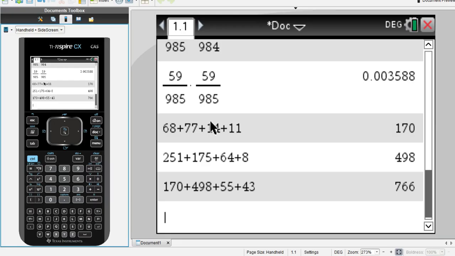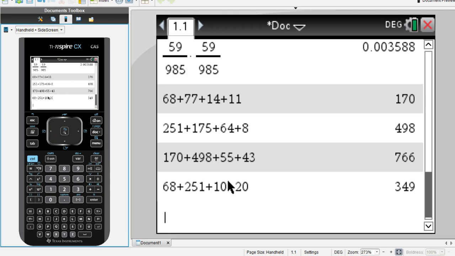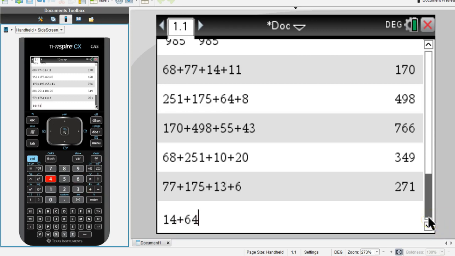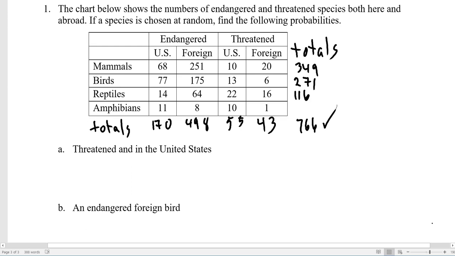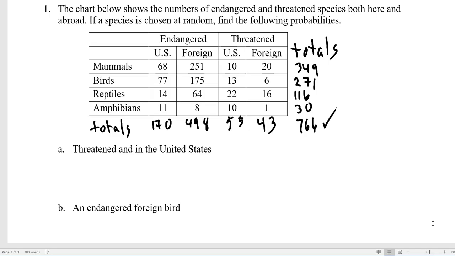Going to the right, 68, 251. Ten and 20, 349, 77, 175, 13 and 6, 1464. 22 and 16. And this one I think I can do. How about 30? And let's total that. 349, 271, and the last one was 30.